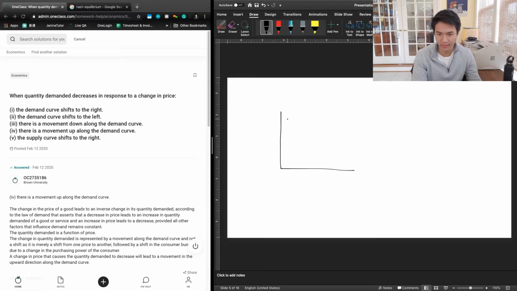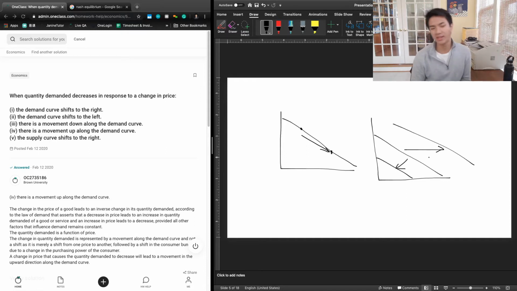So we can either have our demand curve here, and we can say we're shifting somewhere along this curve. So if price is high, we have that quantity demanded. If price decreases, we would have a shift along the demand curve, right? Or we could have a shift of the entire demand curve. And so that's something like this if we shift to the right, or we can shift to the left, right? So basically, what does a change in price result in?